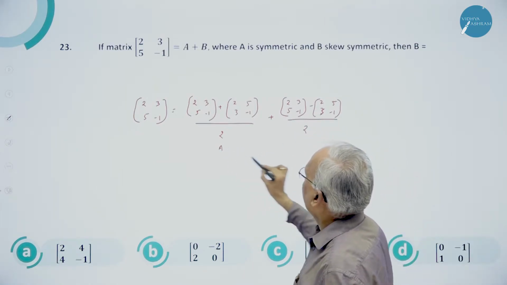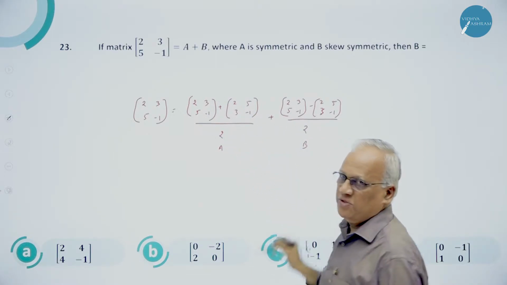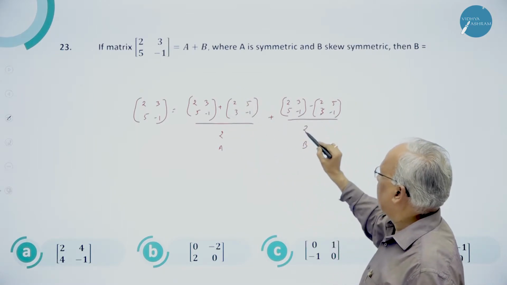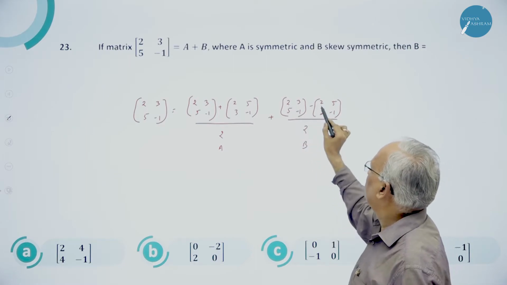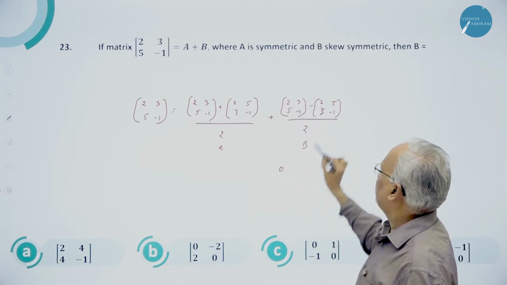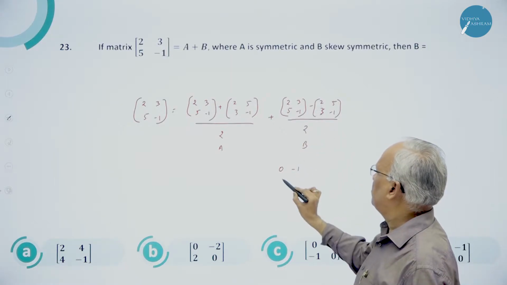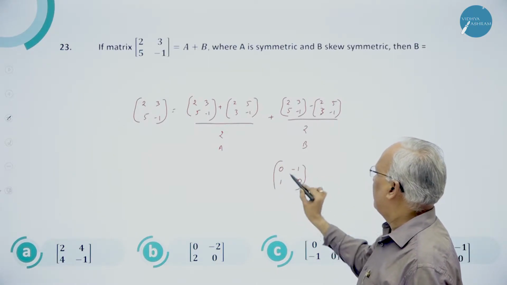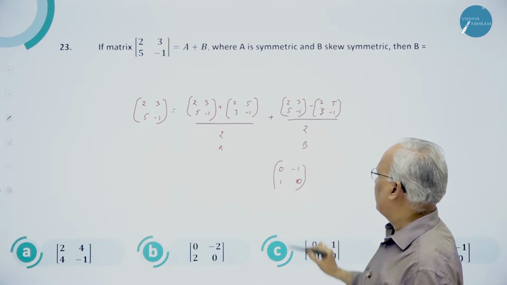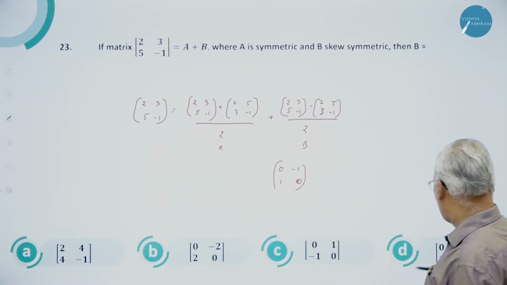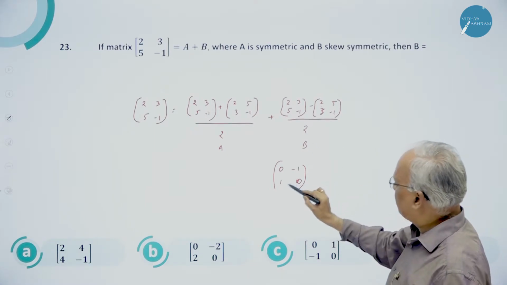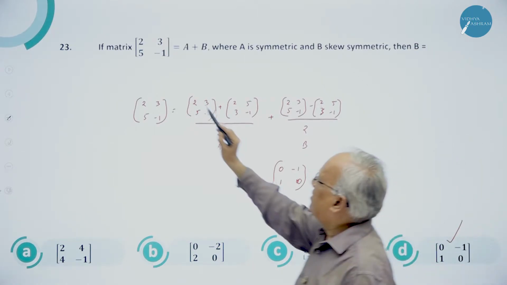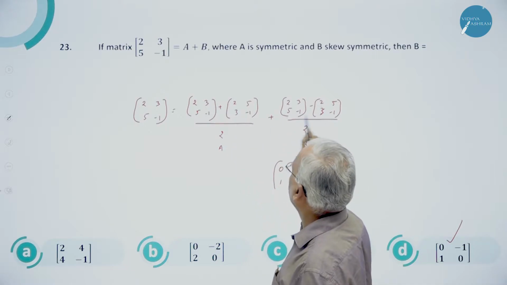This is A, this is B. This is symmetric, this is skew-symmetric. You can just take A minus A dash by 2, this minus this by 2. So what is this skew-symmetric part? 2 minus 2, 0 by 2, 0. 3 minus 5, minus 2 by 2, minus 1. 5 minus 3, 2 by 2, 1. Minus 1, minus of minus 1, 0. So it is [0, minus 1; 1, 0] divided by 2. So it's a very, very simple problem. Symmetric part is this plus this by 2. Skew-symmetric part is that.